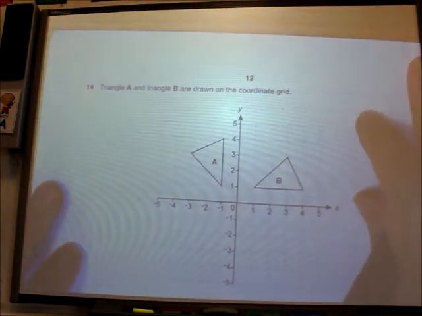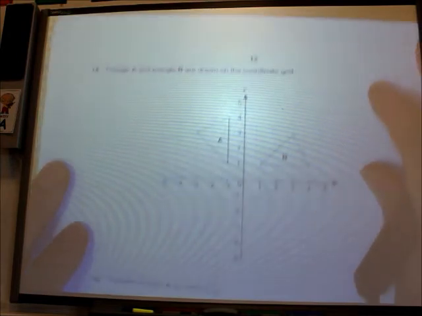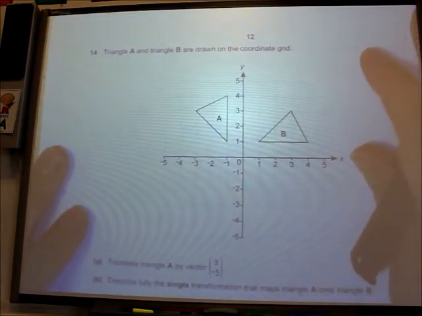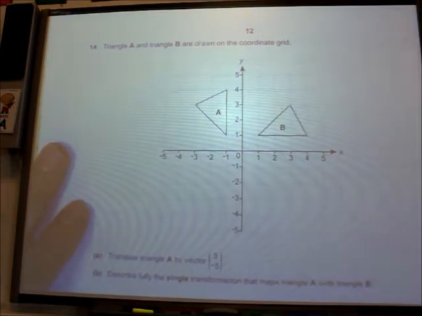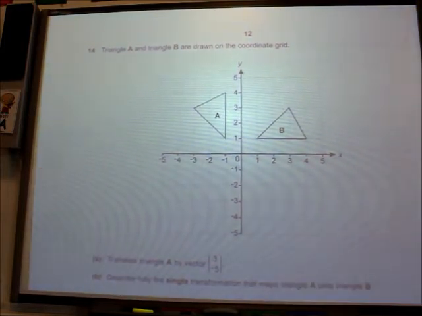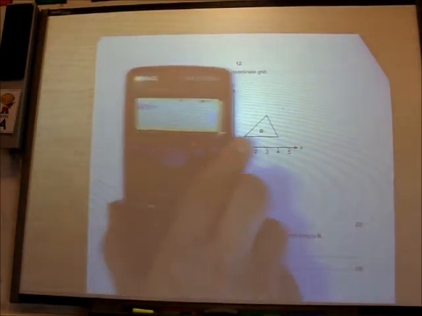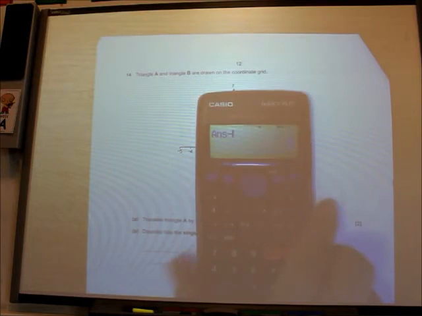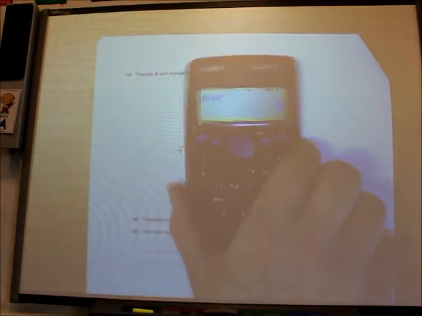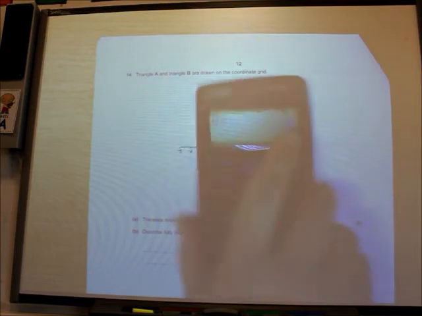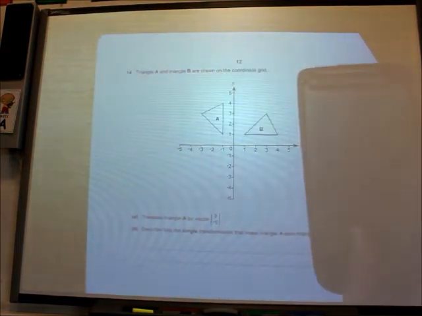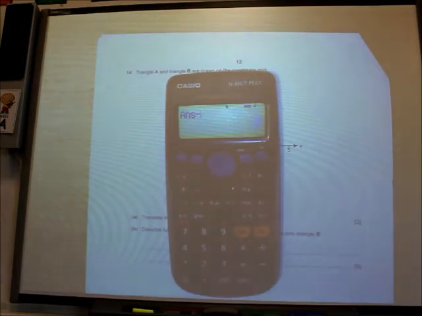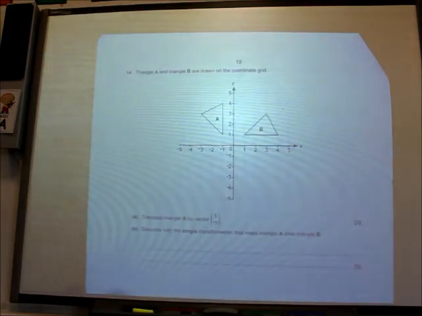Question number 14. Right, triangle A and triangle B are drawn on the coordinate grid. Translate triangle A by the... Okay, first of all, translate. Translate is when you slide it around the place. So it's a daft example, but if I'm going to translate my calculator, that's when you move it across and then you move it up or you move it down. Rotation is when you rotate it, fairly obviously, and reflection is when you flip it over. All right. So we're doing translation. That's basically sliding it around the place.